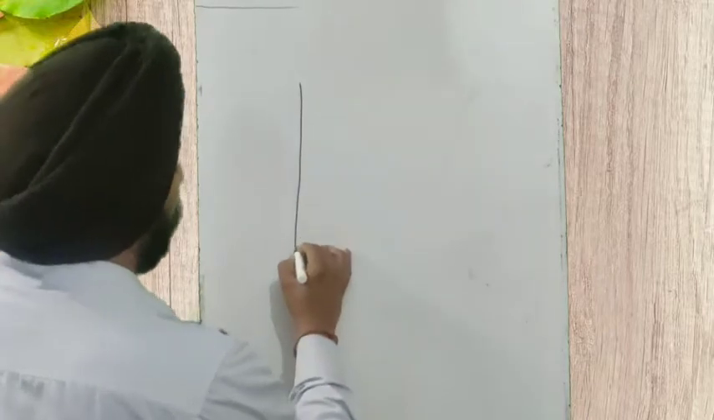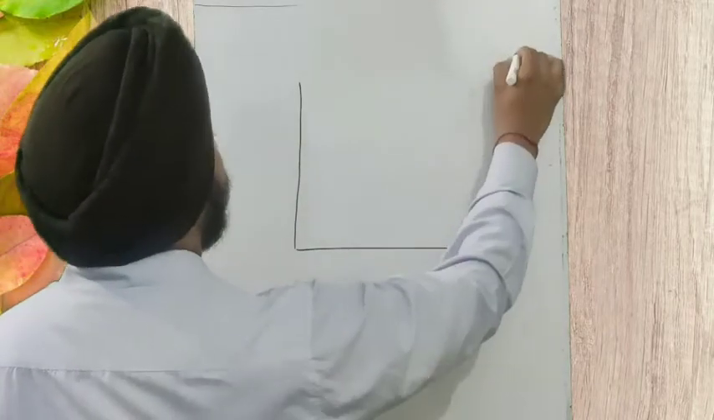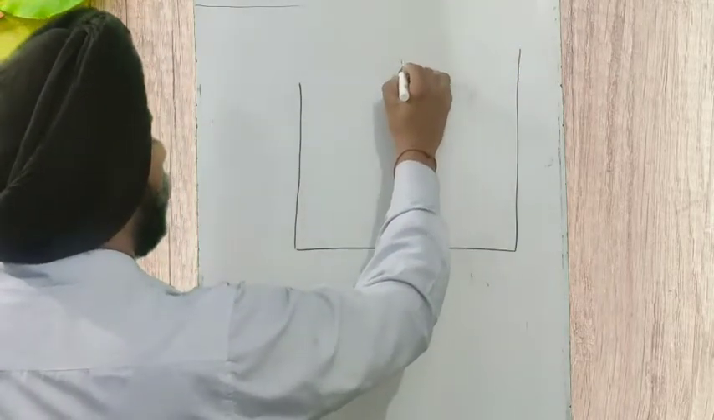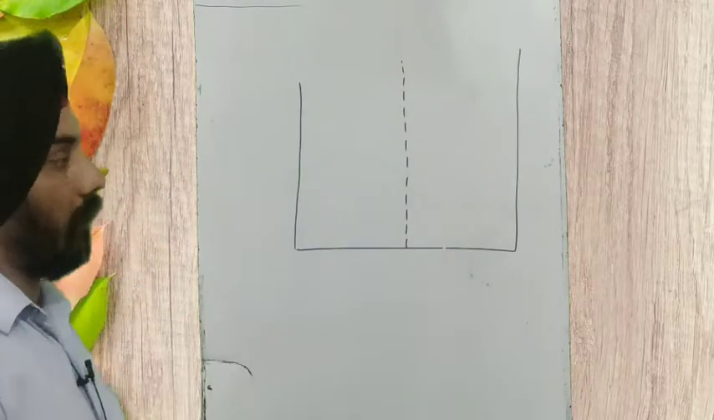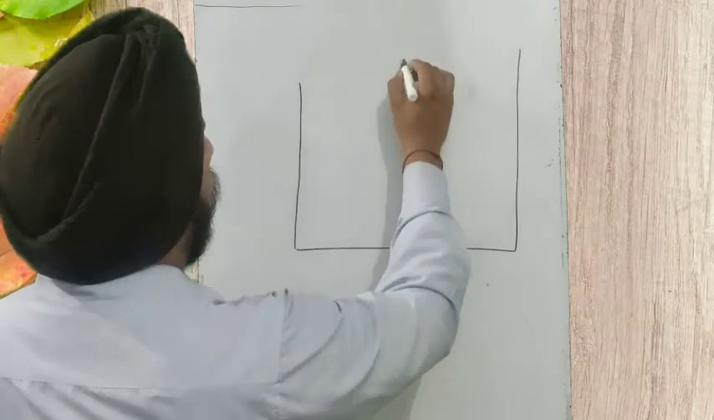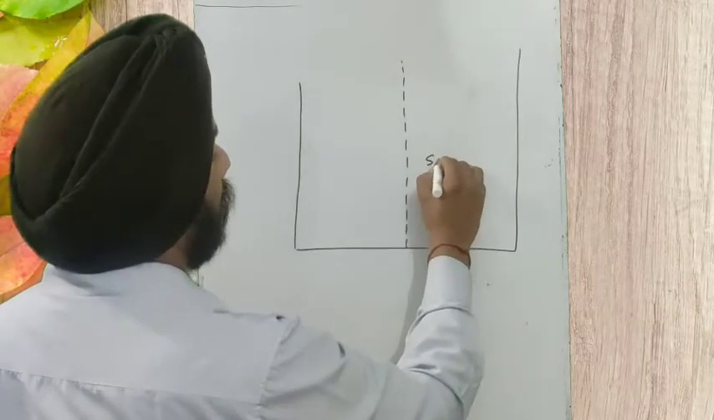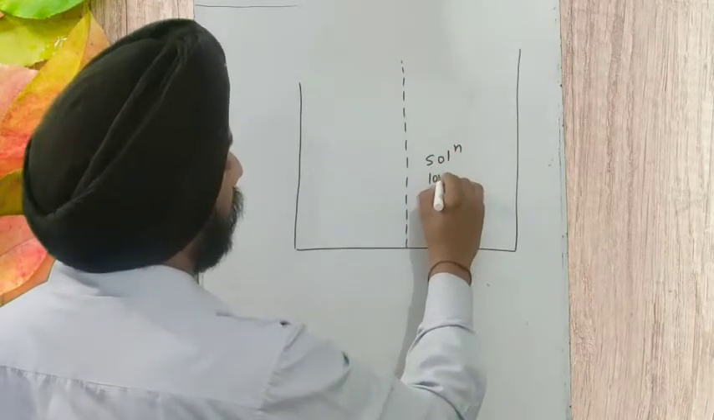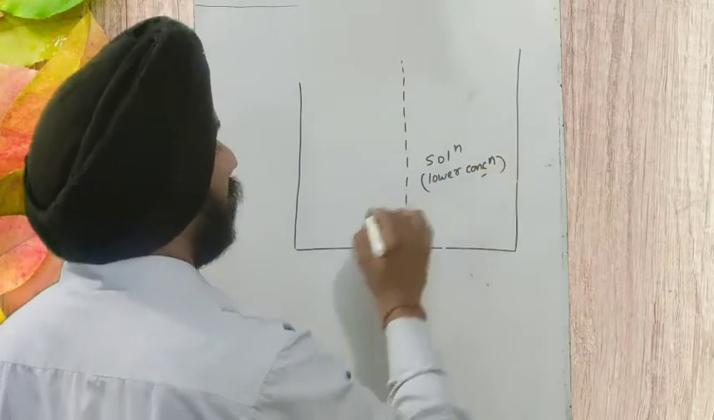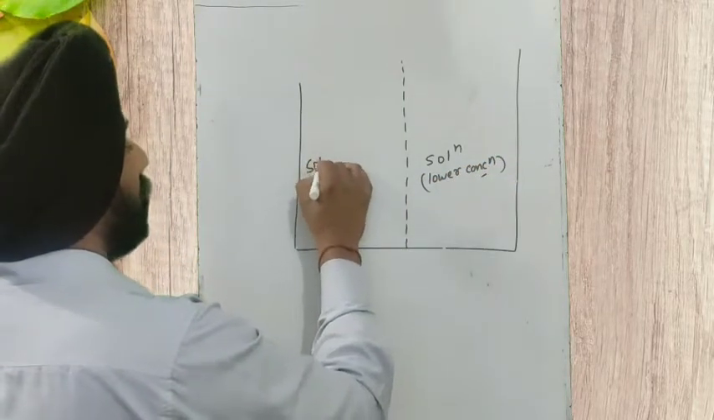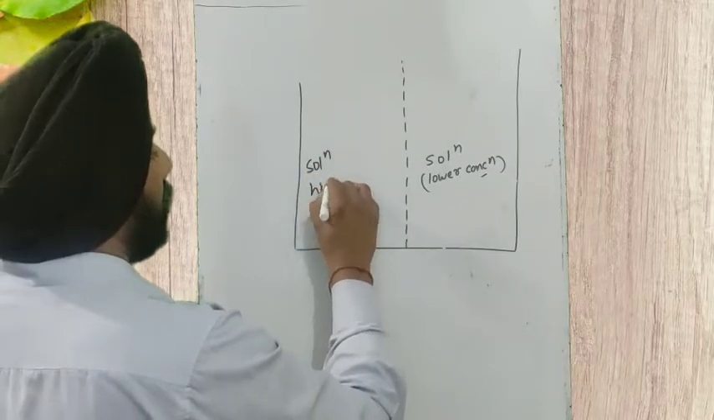What is that? For that I am going to take a vessel once again. This is a vessel, and this is a semi-permeable membrane which allows only the solvent molecules. In this part we have kept a solution with lower concentration of solute, and this is the solution which has higher concentration of solute.